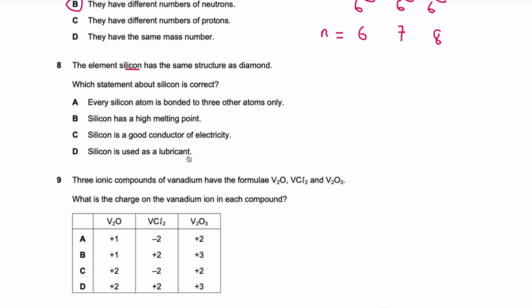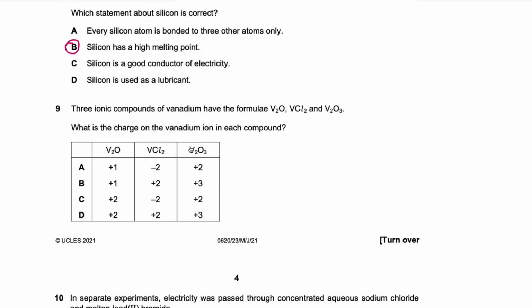It's graphite that is used as a lubricant, and it's graphite that is a good conductor of electricity. Graphite atoms are bonded to 3, but these are bonded to 4. So the high melting point is the most correct one. So we go with this one. Now we go to question 9.